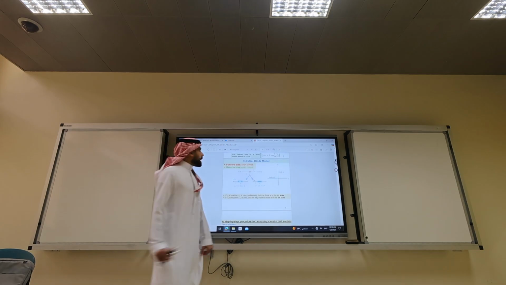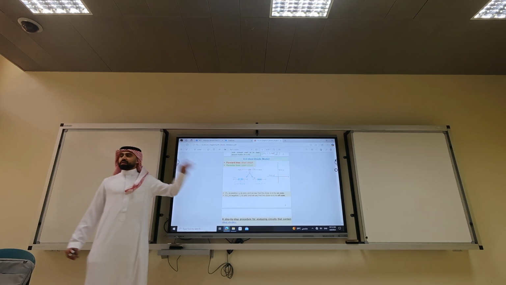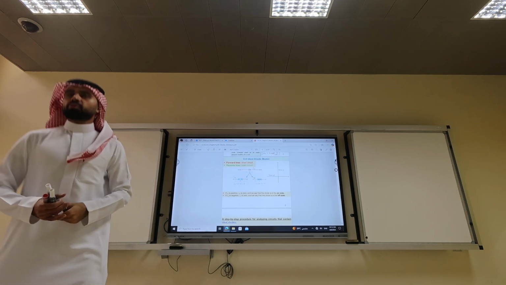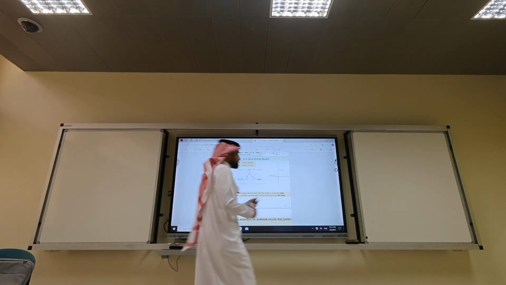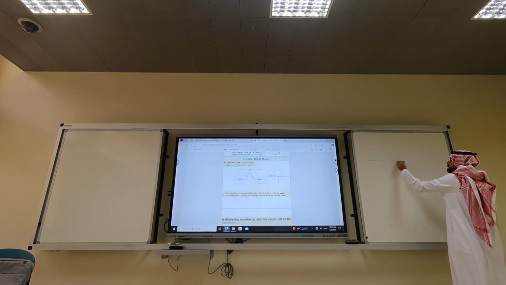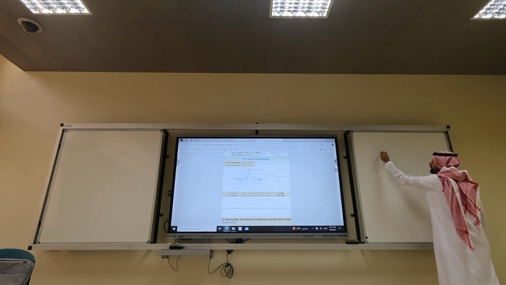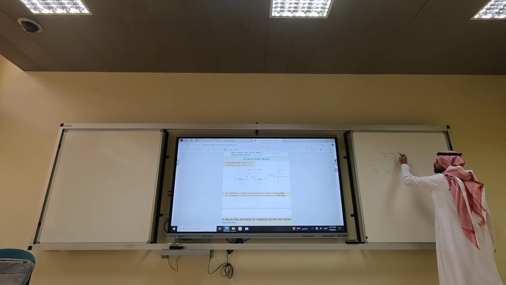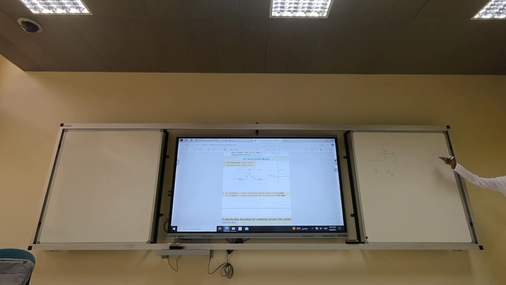Now, let's talk about the ideal diode model. So anything before that was what? Physics. Now we will talk about circuit analysis. What did we say about the diode? We said the diode is a device that should have plus and minus VD with a current flowing from the anode to the cathode. We call it what? ID. Okay? It is a multi-state device.